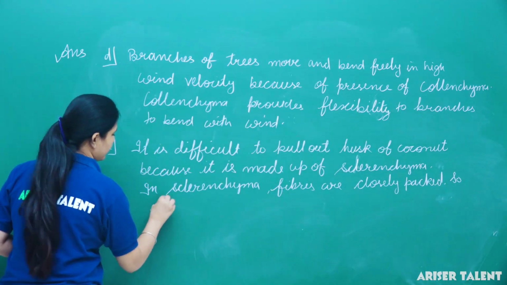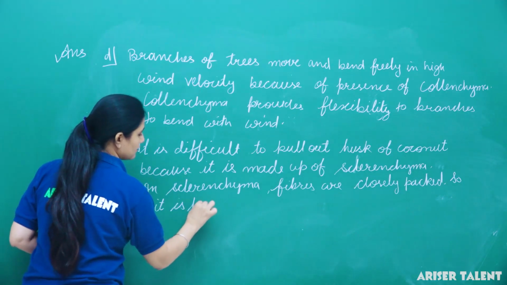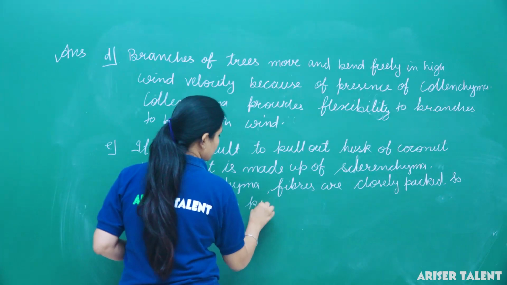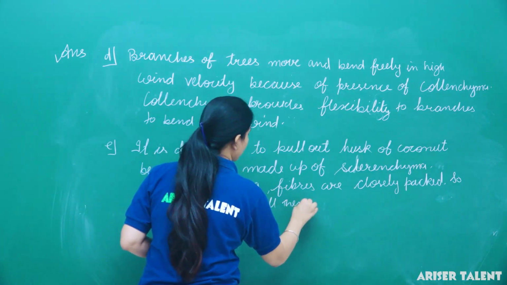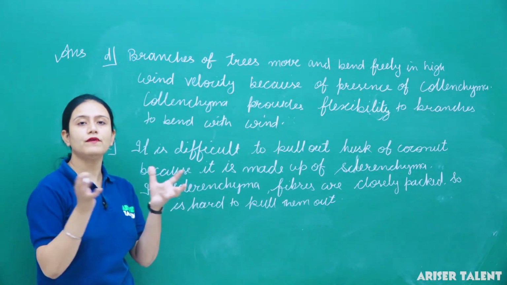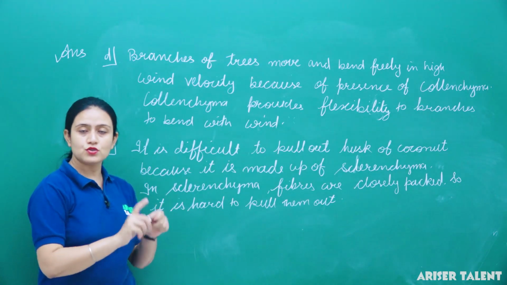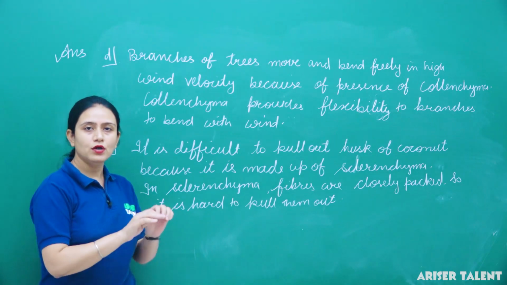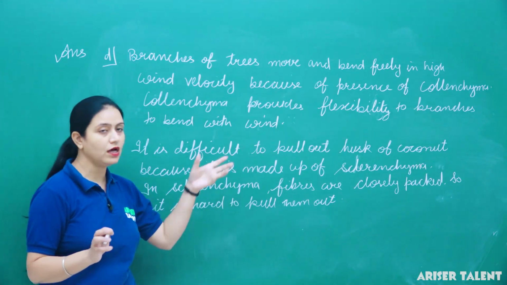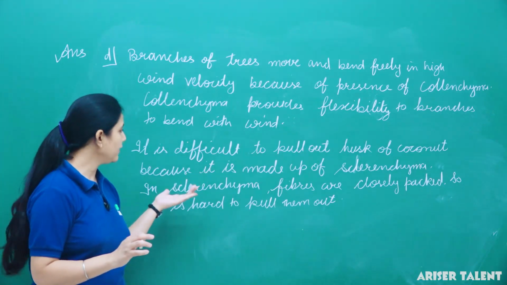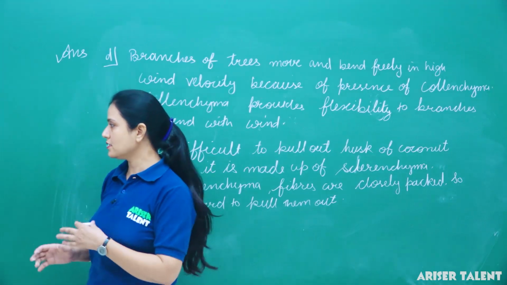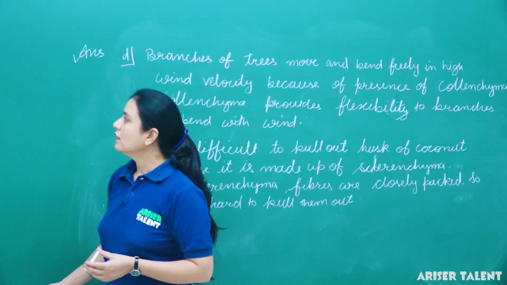So it is hard to pull them out. Clear? Because in sclerenchyma fibers are very closely packed, so it is very difficult to pull them out. This is the reason it is difficult to pull out the husk of coconut, because it is made up of sclerenchyma. Clear? So these are the answers of these questions.